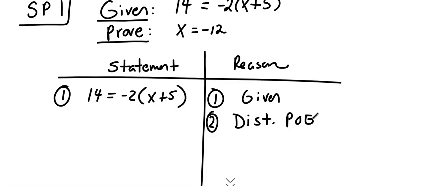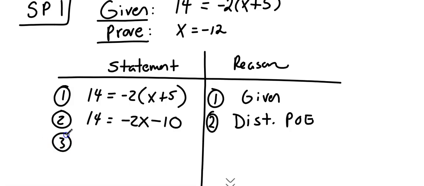Let's go to Misty. So Misty, we are going to distribute. So if I distribute, what would my second statement be? Good. I'm just going to put minus 10, but if you put plus a negative 10, that's totally cool. All right, Nehemiah, what will my third statement be? Yeah, just 2x, right? That's going to be your third statement.